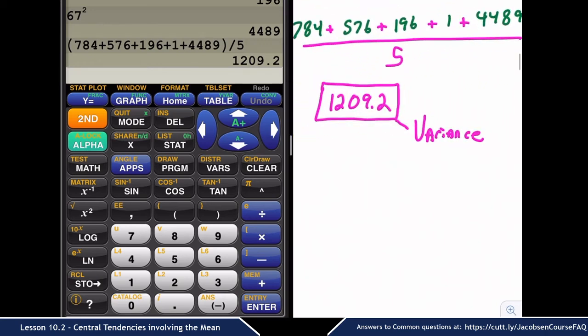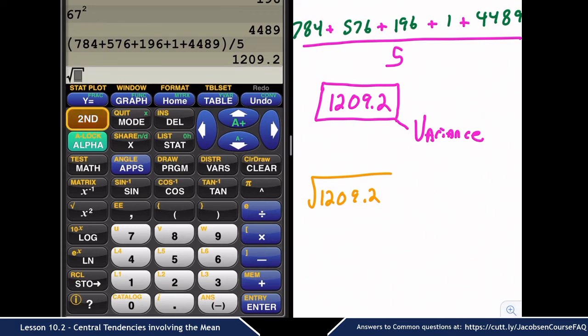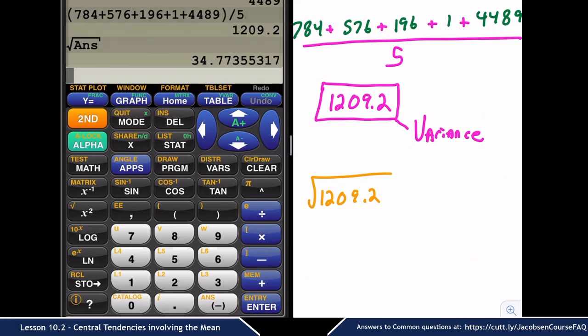Our last step is then to take the square root of that term. So we need to take the square root of 1,209.2. And when we do this, we receive that our standard deviation for our data is going to be 34.774.